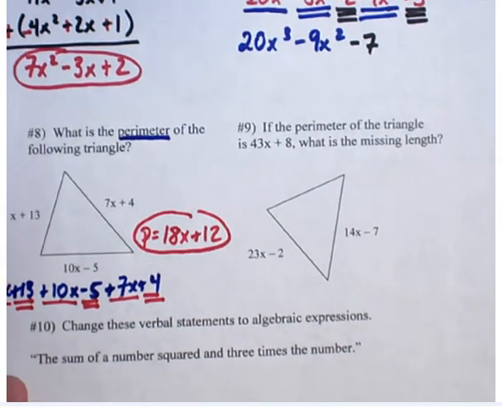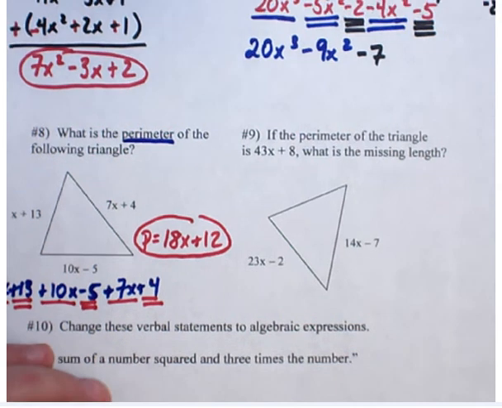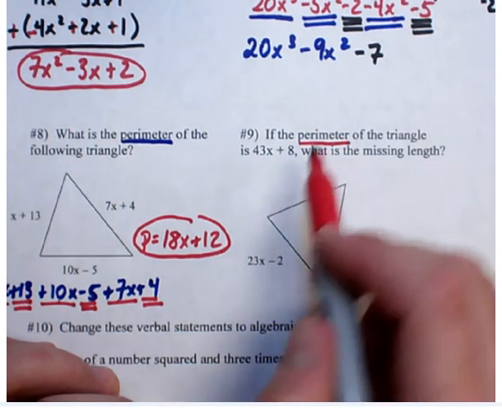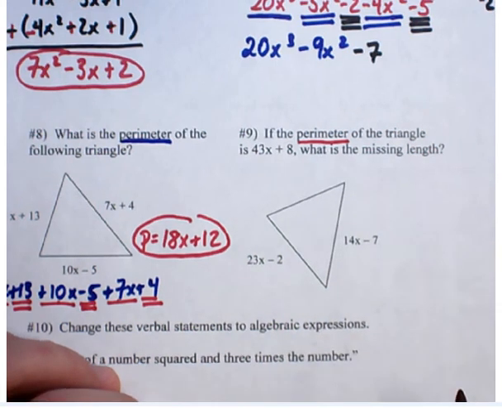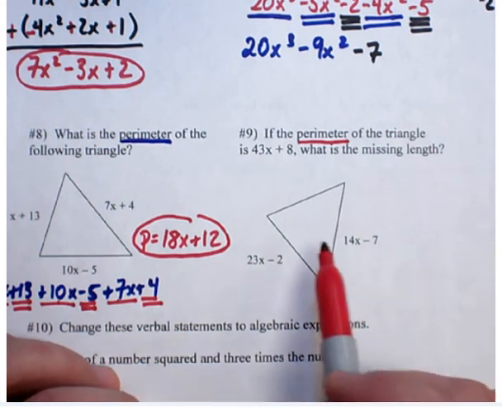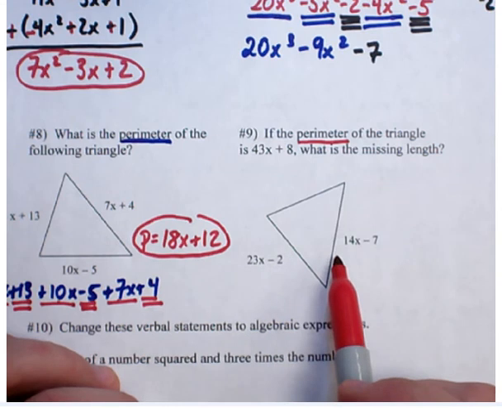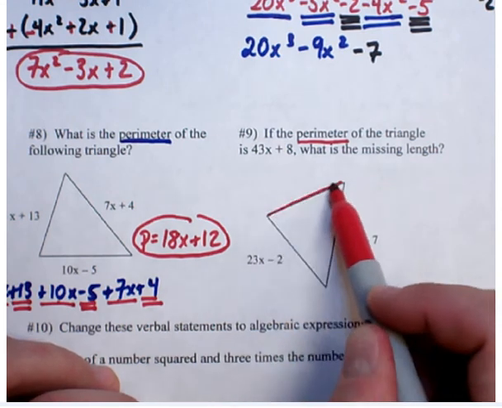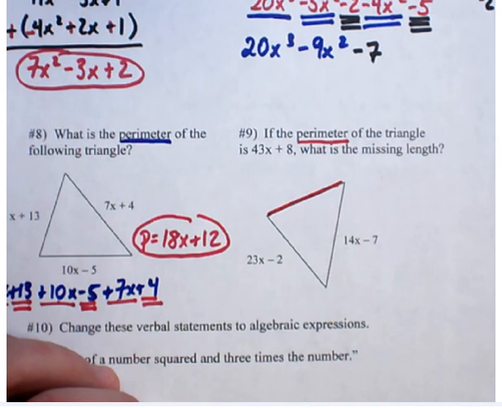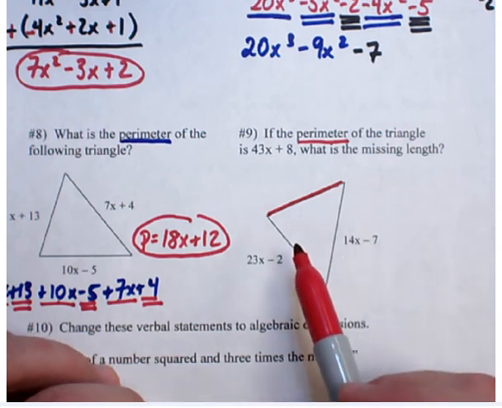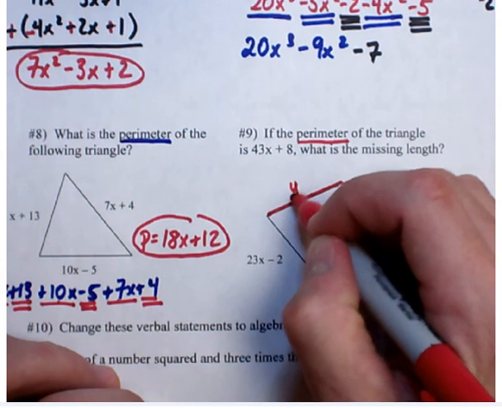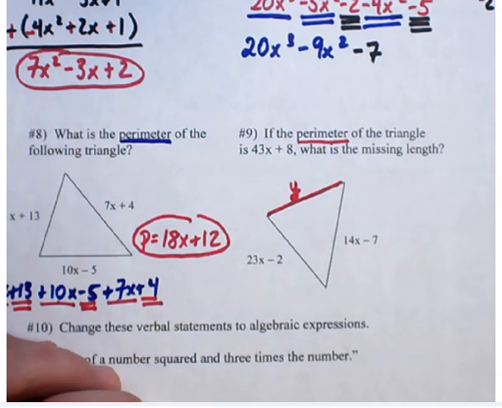Okay, number 9. If the perimeter of the triangle is 43x plus 8, what is the missing length? All right, so this time they tell us the whole thing, except we don't know what this piece is right here. That's what we need to figure out. So let's do this. You know that perimeter is where you add up all the sides. Okay? Let's just call this third side here y. I'll give it a different variable.